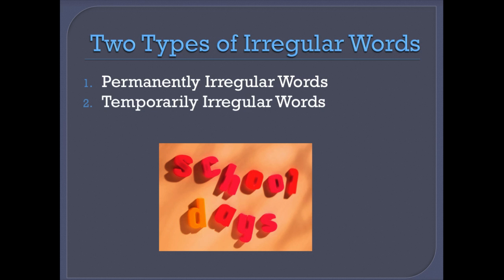Now temporarily irregular words are the ones that may start off irregular to a student, but they eventually become regular words because they've been taught the sound spelling. An example of this would be the word for, F-O-R. If they haven't been taught that O-R makes the OR sound, this would be an irregular word. But as you go on through your phonics instruction, you eventually introduce the OR sound, and then they might learn the word for, so then it becomes a regular word.